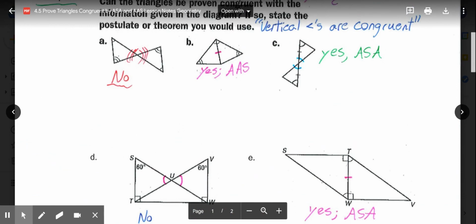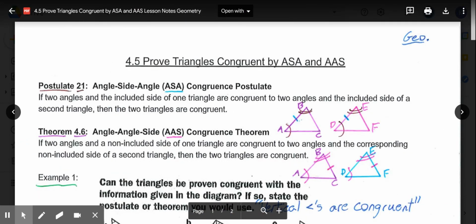But the main idea for this lesson goes back up to postulate 21, angle, side, angle, and theorem 4.6, angle, side.